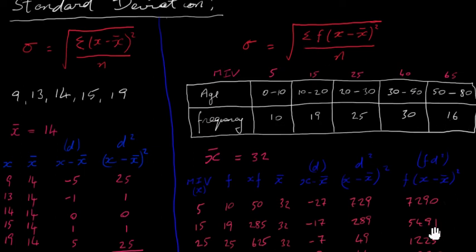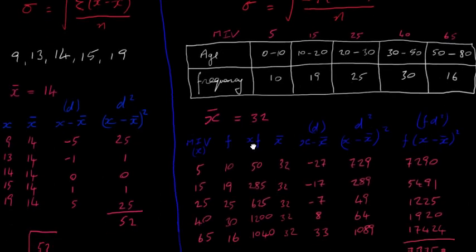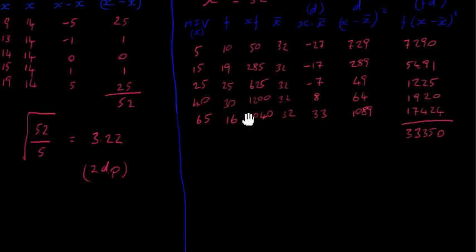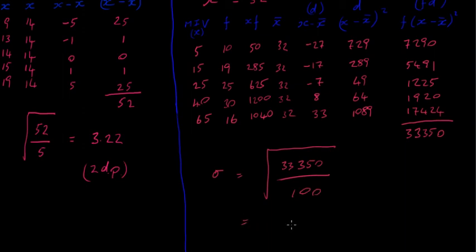So I'm going to take these numbers added up, divide by 100, and then take the square root. That will give me the sigma. So let's do that. Our sigma is going to be equal to the square root of 33350 divided by 100. When we do that, we get 18.26. And that's it. That's our standard deviation. That's our average deviation from the mean, if you like.